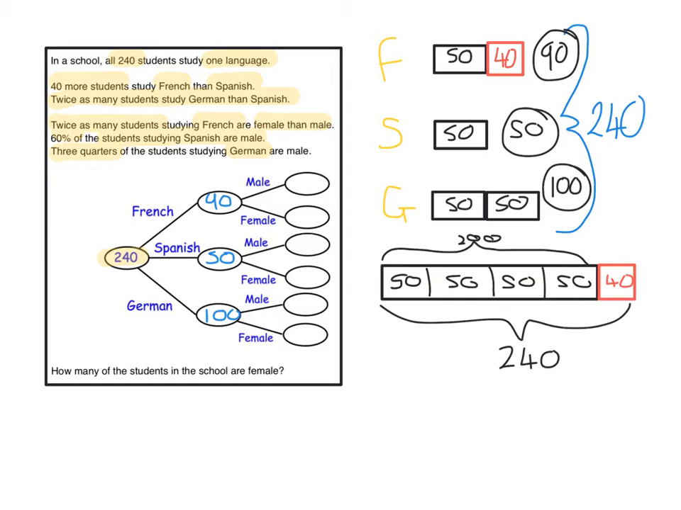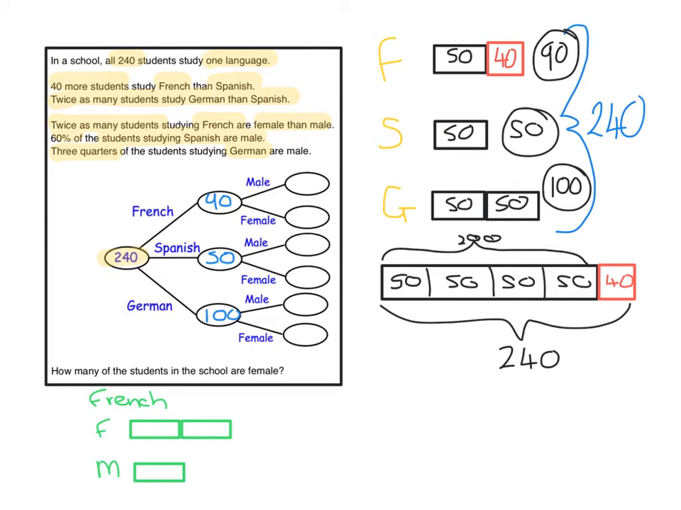And we're probably going to have to use some more bars here as well. Twice as many students studying French are female than male. Let's just do a little subheading over here of French. And I've got female and male. It says twice as many are female than male. So for every male there are twice as many females. So 1, 2.